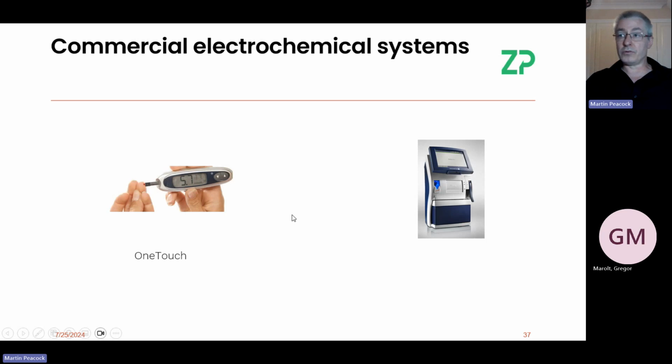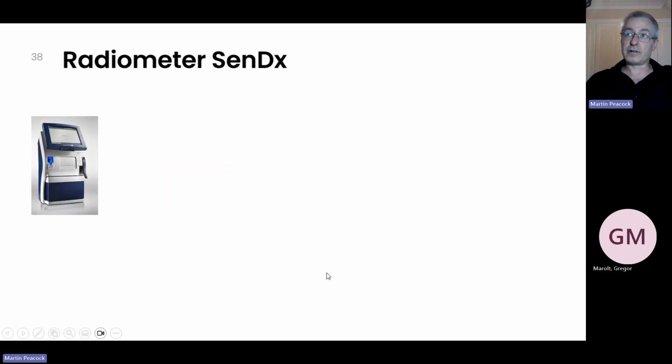So you've got the One Touch Ultra, which was made by Johnson & Johnson. This is one of the best glucose sensing technologies on the market for a while. When I say one of the best, it was one of the best selling. You've also got other companies called Radiometer as well. Just as an FYI, Radiometer have a subsidiary in Carlsbad, California called SenseDX, and they actually use a lot of thick film printing. They make biosensors, and I think they make them exclusively for Radiometer.